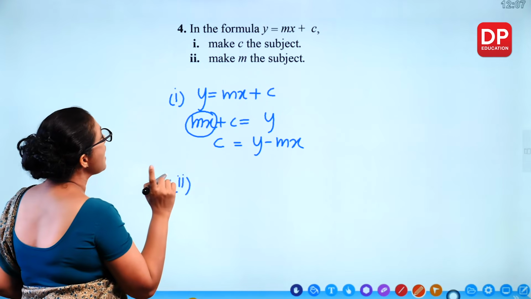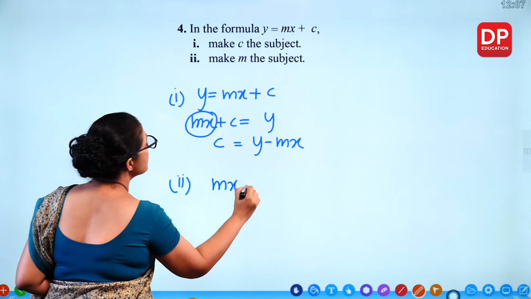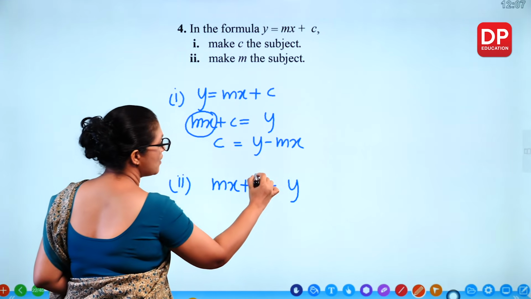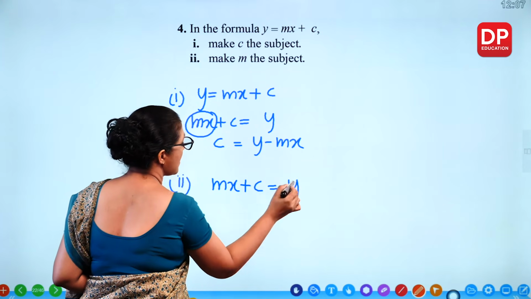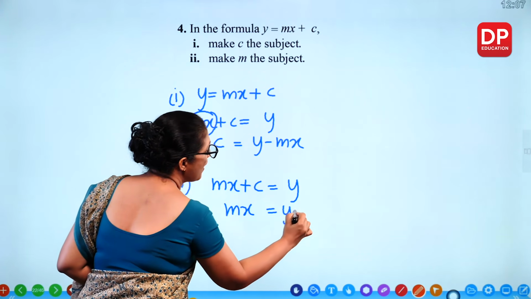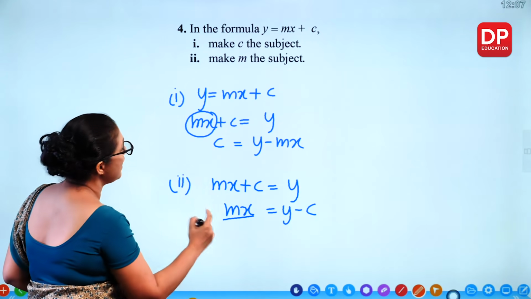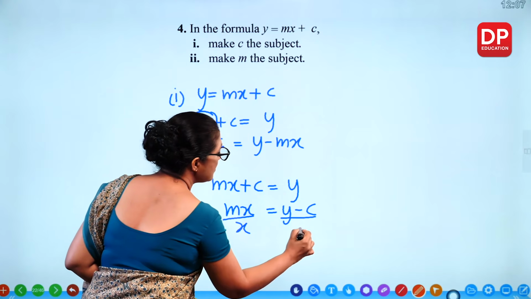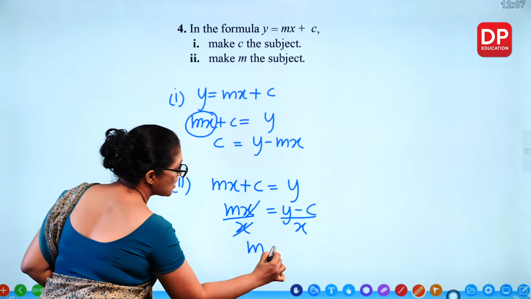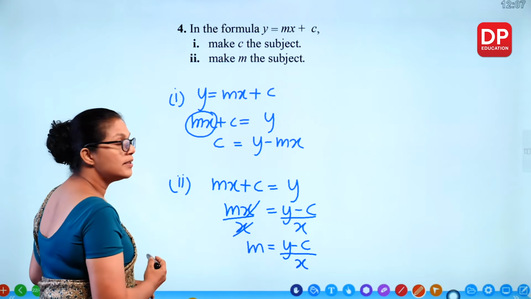Second part, you have to make m the subject. So I can start from here. mx plus c equals y. Now I need to keep this one here. c, I have to take it to the other side. So how do you do that? mx becomes y minus c. Divide both sides by x to get m. So I get m equals y minus c over x.